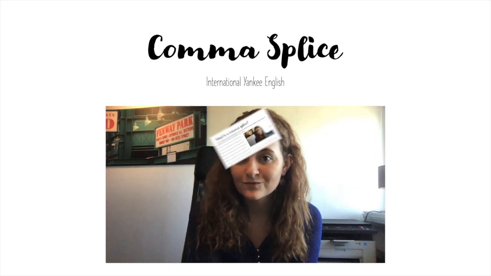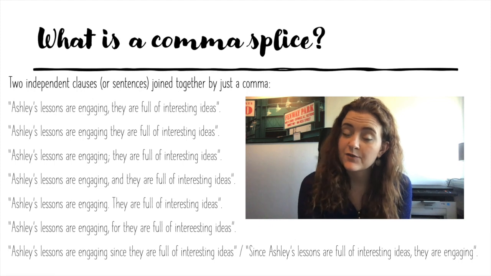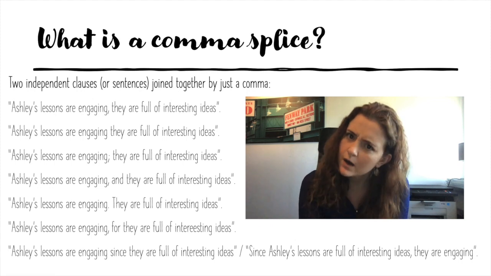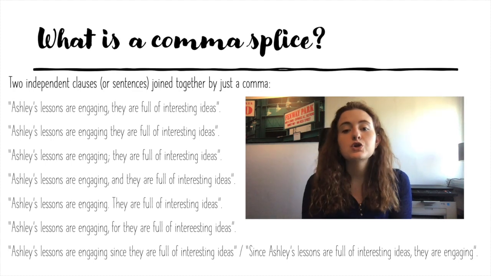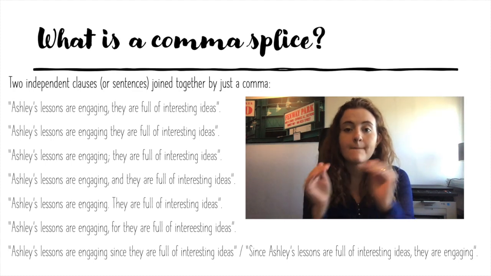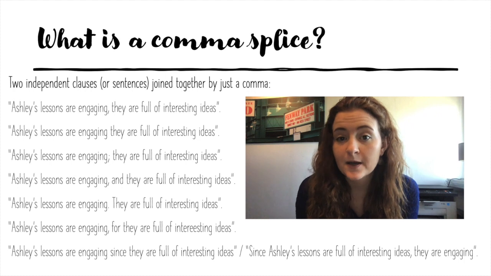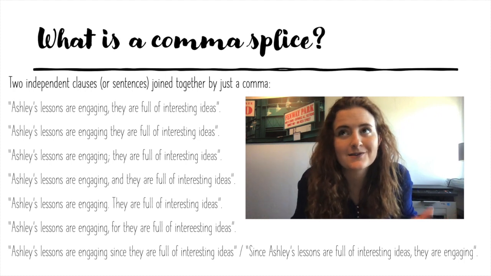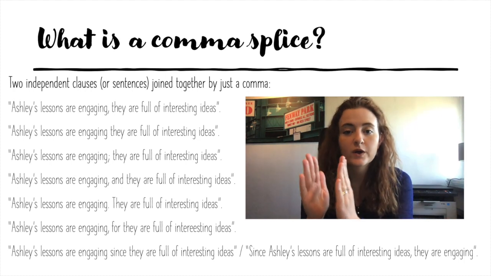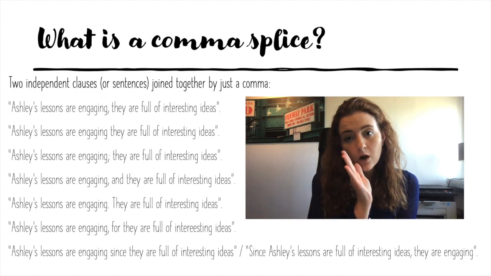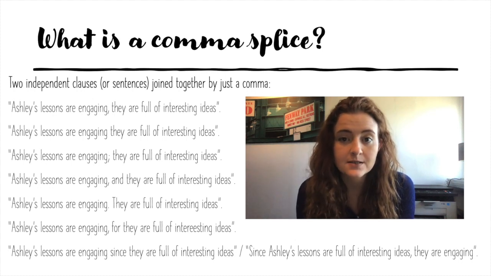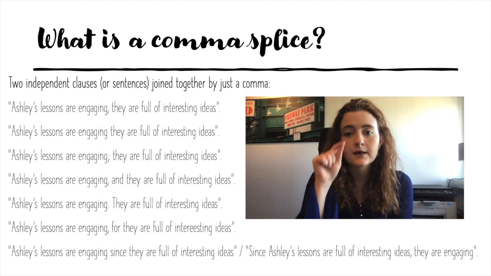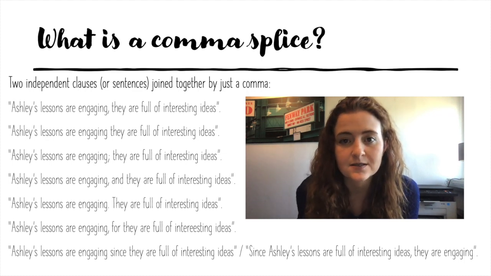Let's go. Now, the question on everybody's mind, what is a comma splice? Let's take a look. When you have two main or two independent clauses, aka sentences, that are joined together with just a comma in the middle, that's what we call a comma splice. It's basically a comma splicing the middle of two sentences.